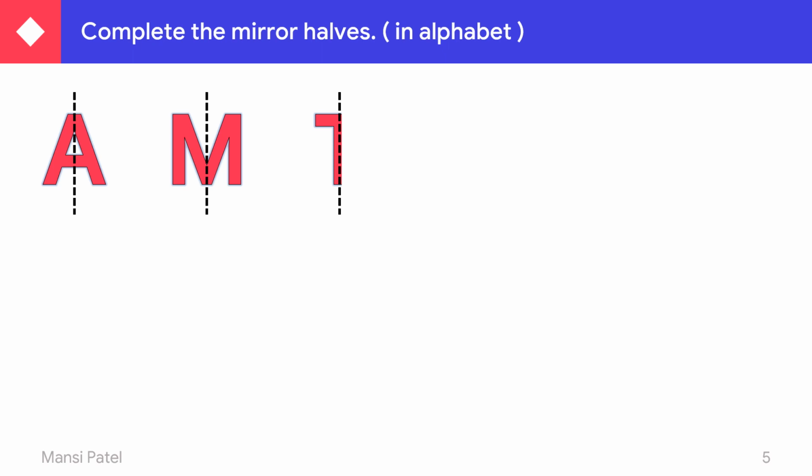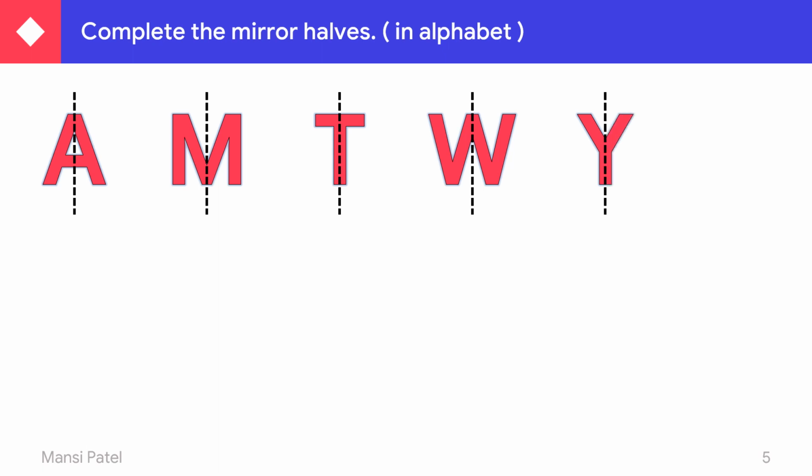Then slipping line and standing line, mirror holes. So you have to complete first slipping line and then standing line. So it becomes T. Then again both are slanting line. So we have to complete it by the mirror holes. So it becomes W. Then slanting and standing. So we complete first slanting line and then we complete standing line. So it becomes Y.